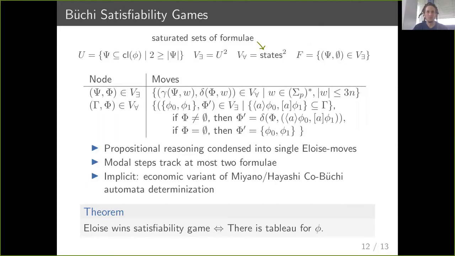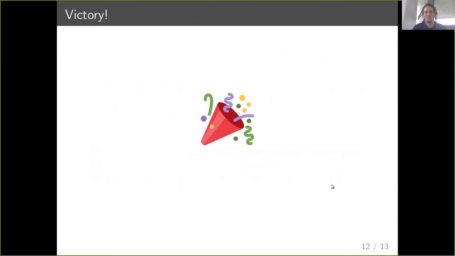And also crucially, we get a polynomial model property here. Essentially, we can construct models in tableau over the Eloise nodes, of which there are in fact only quadratically many. So that shows the main result here.